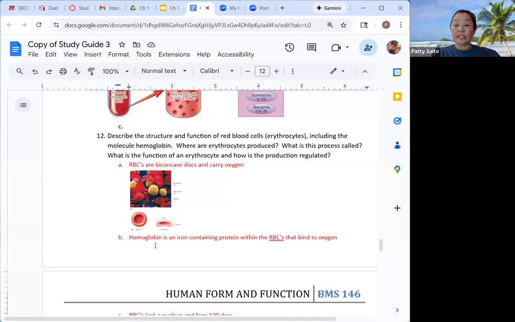So hemoglobin is a protein that has iron in it, and it's this protein with the iron to which the oxygen binds. All right. And so that's why iron is an important part of our diet, part of our makeup. It's a component of every one of our red blood cells and allows us to bind oxygen. All right. So we answered the first part, molecule hemoglobin.